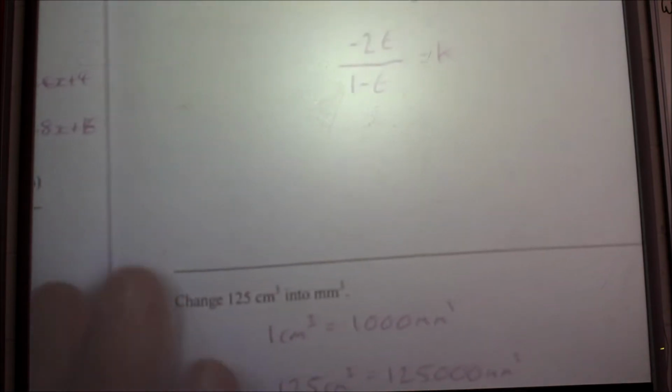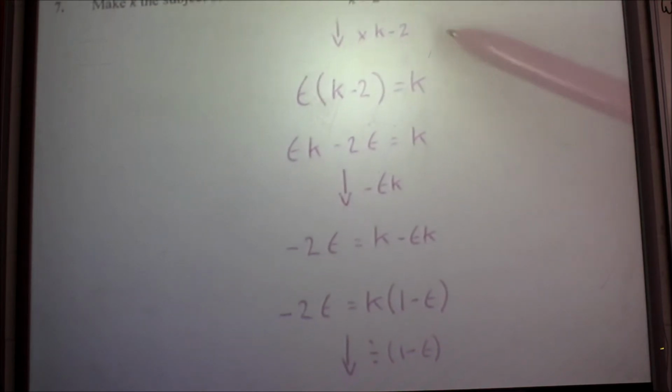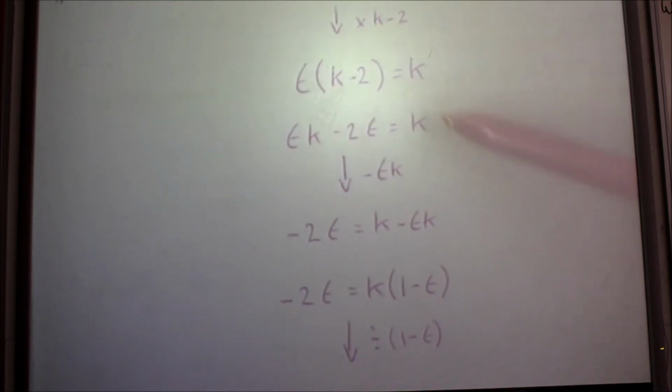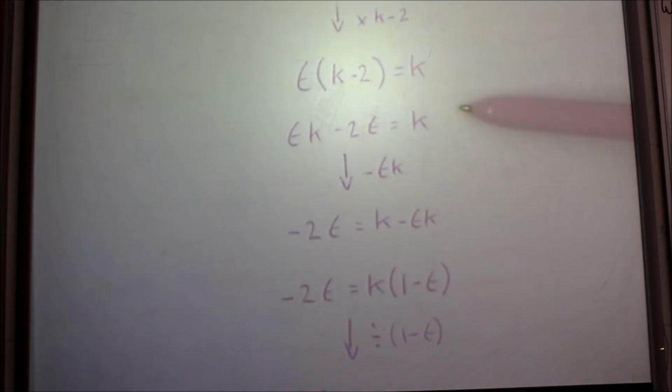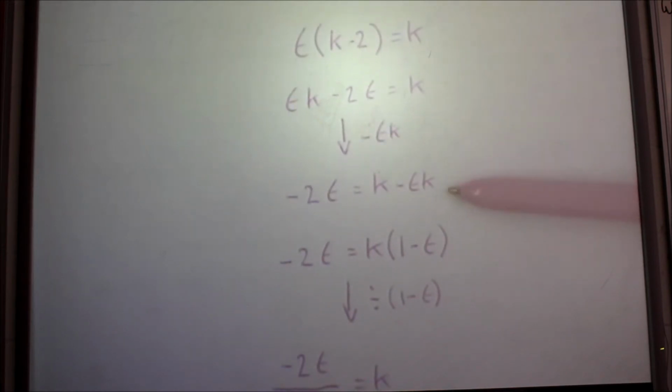Next one, question 7. Make k the subject of the formula. I've done it step by step. Multiply by k, take away 2 to give you that, then multiply out the brackets. Next one, take tk from both sides. So there you go, that goes over there, so take tk.